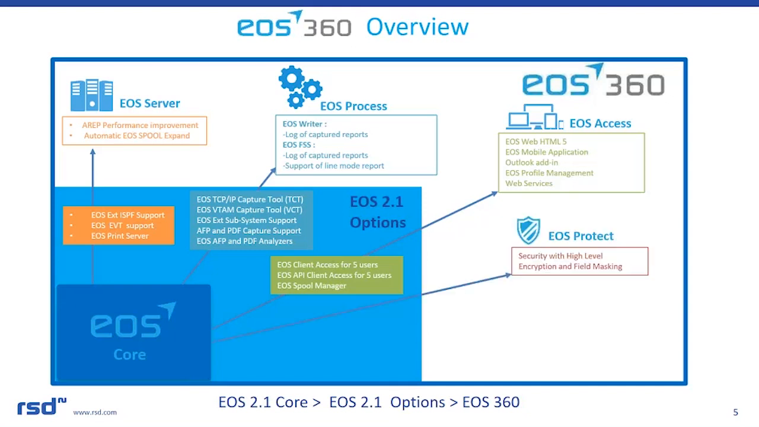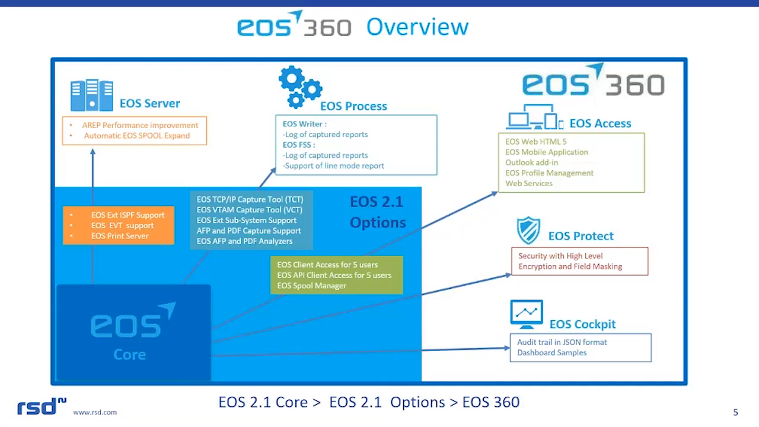We have EOS Protect, so security, very high, very important priority. Here we have included encryption of data at rest, and then the field masking of data for compliance for PCI and PII mandates, so that you can control what the user sees based on their responsibilities and their role.